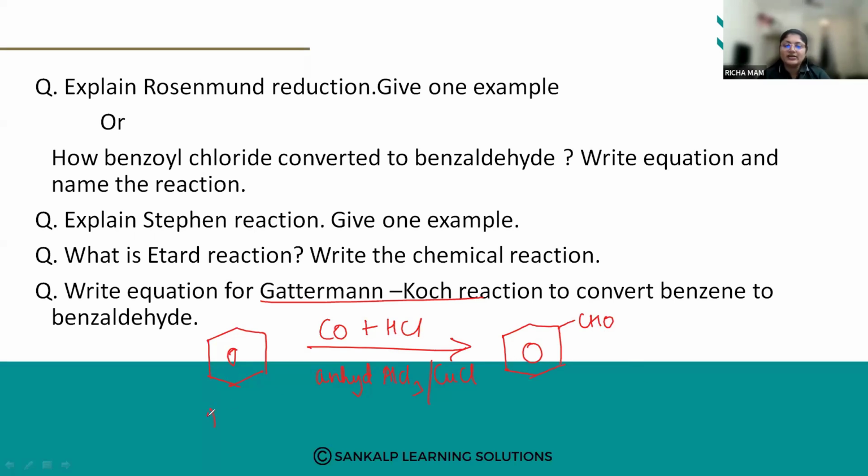So the equation for Gattermann-Koch reaction is this: benzene, and this is benzaldehyde. You have to write the names; names are very important. In the presence of carbon monoxide plus HCl, in anhydrous AlCl3 or cuprous chloride, I am going to get benzaldehyde.